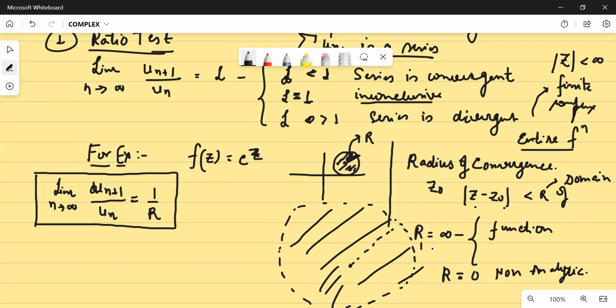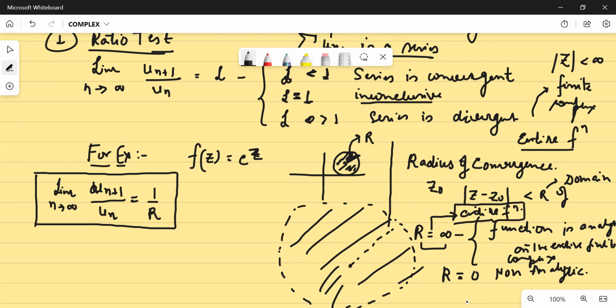So if I'm saying that your r is equal to infinity, then your function is analytic on the entire domain. On the entire domain means on the entire complex plane. Since it is analytic on the entire finite complex plane, that implies r equal to infinity will come for entire functions. And if r equal to 0, then it is analytic nowhere. Are you getting my point? Yes or no? यहाँ तक समझ में आ रहा है? ऊपर से चला गया.